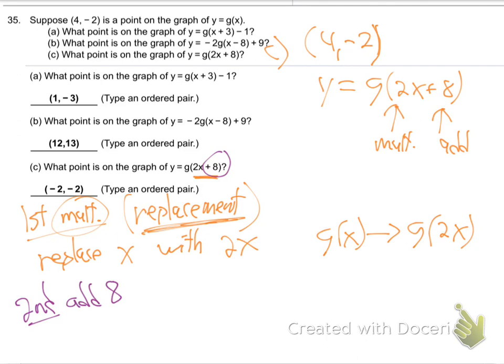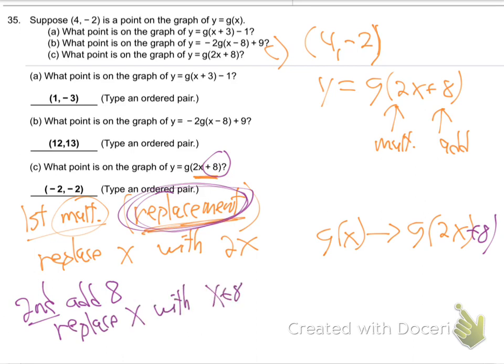Second, add the 8. Now here's where you don't want to make the mistake of just going, well, there it is, just add the 8. You didn't do replacement. Remember what you're supposed to do? You're supposed to replace x with x plus 8, because that's what it actually is. And I probably didn't make that super clear just because I didn't have a lot of time. That's what it really technically is. And I'm not going to push you hard on this.